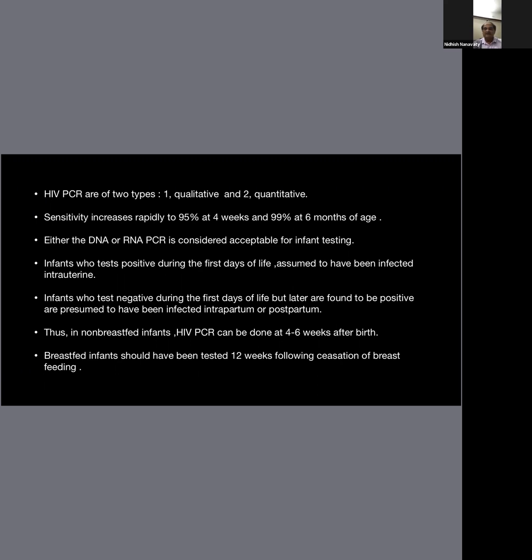Infants who test positive during the first days of life are assumed to have been infected intrauterine. Infants who test negative during the first days of life but later are found to be positive are presumed to have been infected intrapartum or postpartum. Thus, in non-breastfed infants, HIV PCR can be done at 4 to 6 weeks after birth. Breastfed infants should be tested 12 weeks following cessation of breastfeeding.